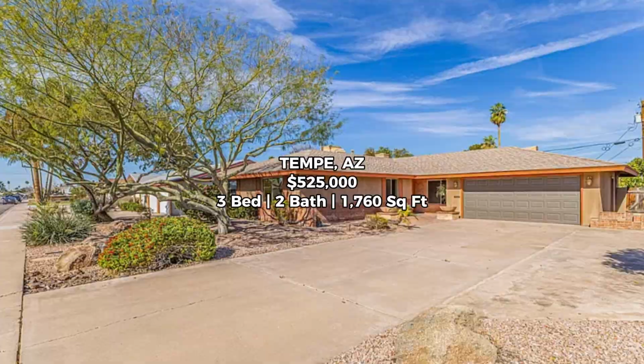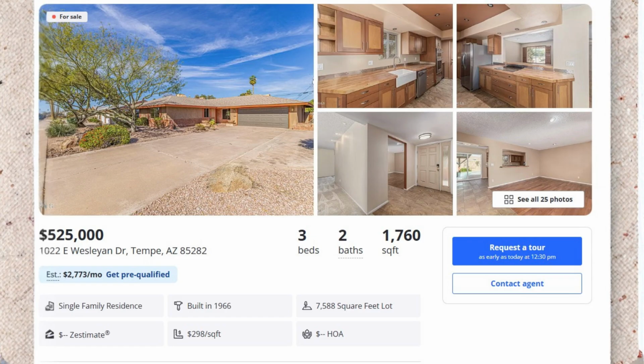So the property I picked out on Zillow is 1022 East Wesleyan Drive in Tempe, Arizona. Purchase price, we did 522, which is the current asking price. We're going to assume 20% down and a 6.5 interest rate for the time being.